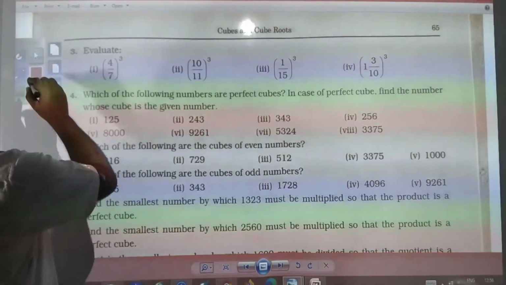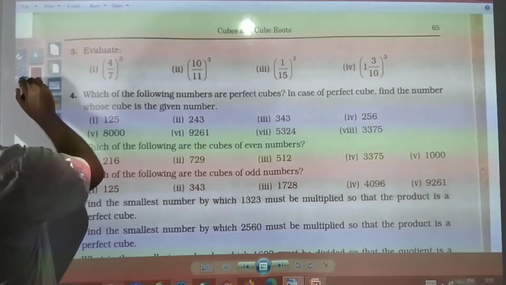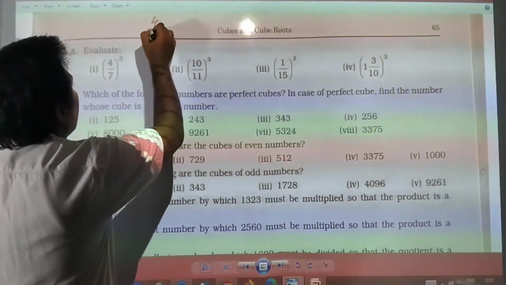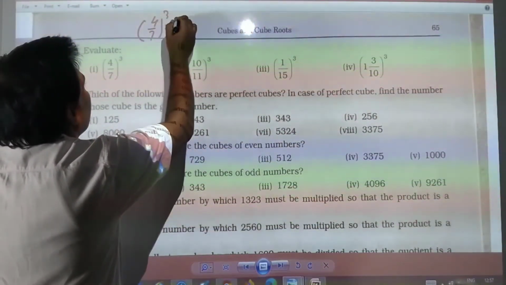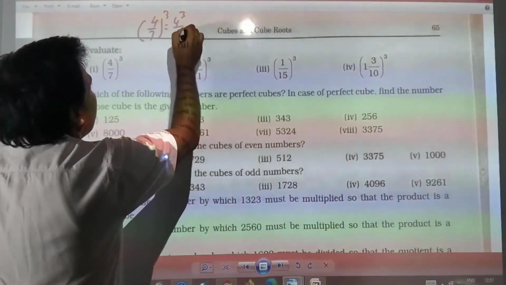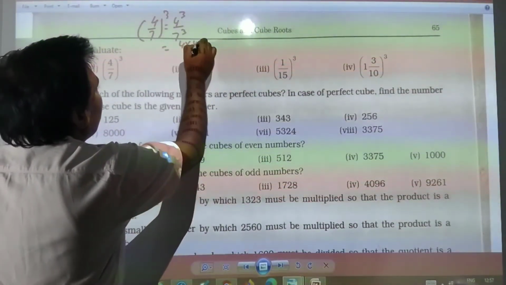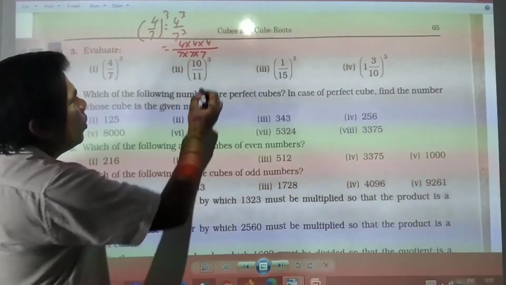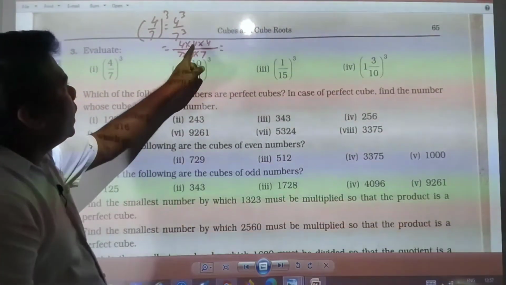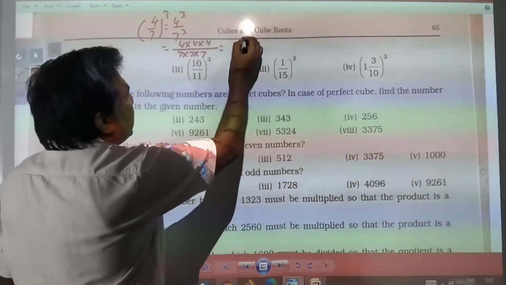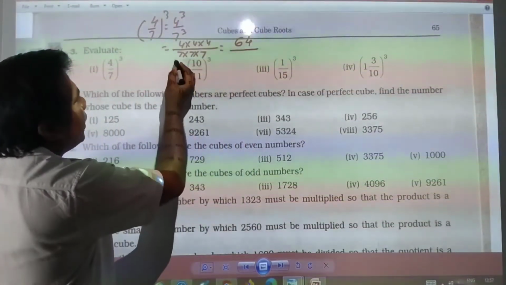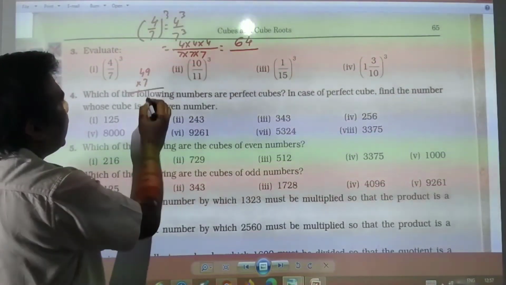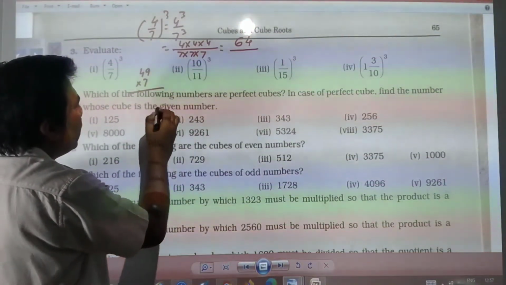Next you see, if rational numbers you have, then what is to be done? 4 by 7. So if you have 4 by 7 whole cube, it means 4 cube by 7 cube. It means 4 into 4 into 4 divided by 7 into 7 into 7. So what number will you get? 4 4s are 16 and 16 4s are 64, and divided by 7 7s are 49, and 49 into 7, what will you get? 7 9s are 63, 6 you have.